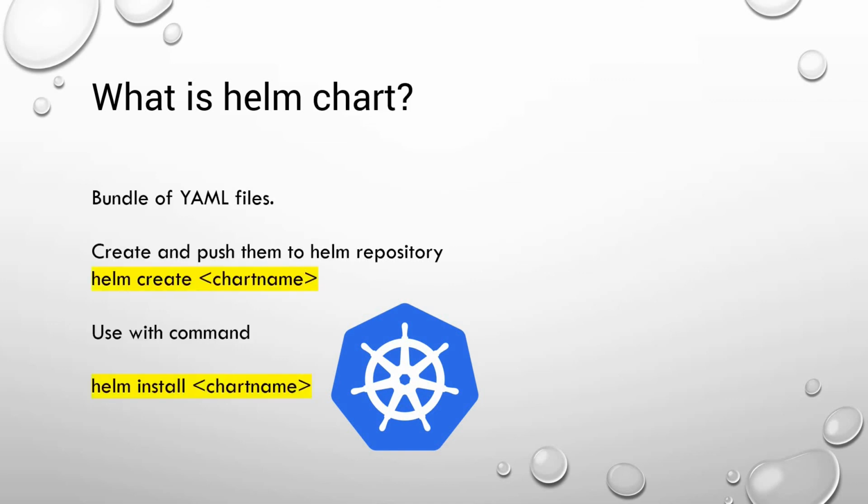So what is a Helm chart? A Helm chart bundles the YAML files, and we use the command helm create chart name. Whatever name you want to give, you can give here. It will create the Helm chart and push it to the Helm repository. Then whenever you go to deploy the Kubernetes application, you can run the simple command helm install chart name.